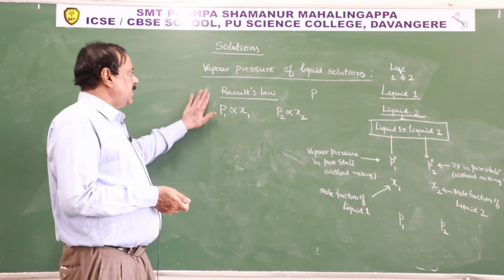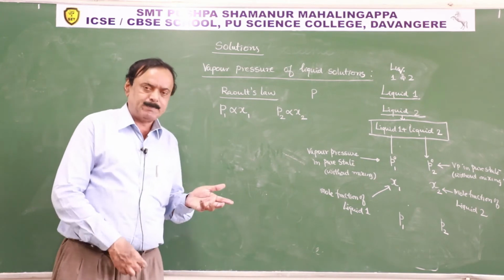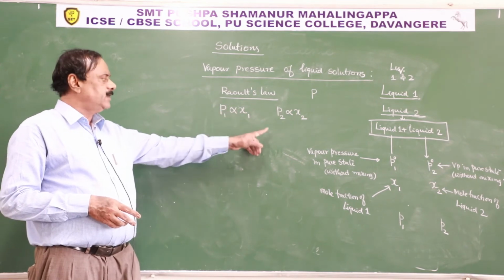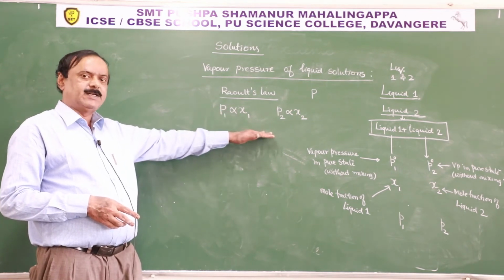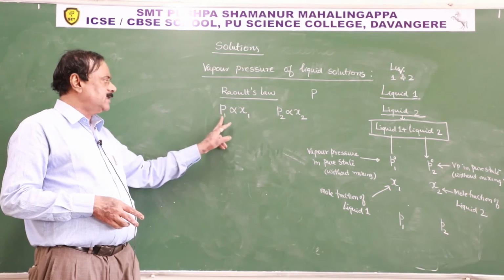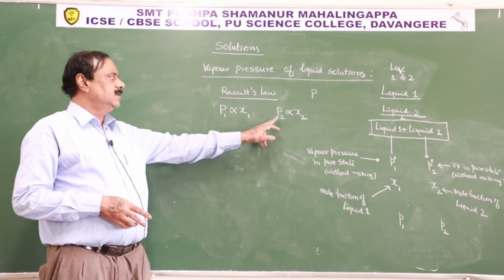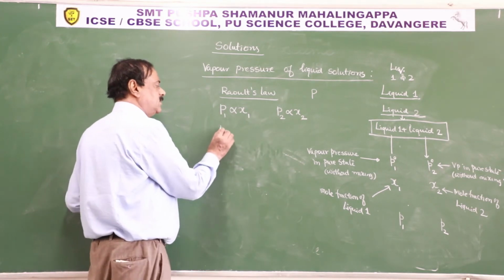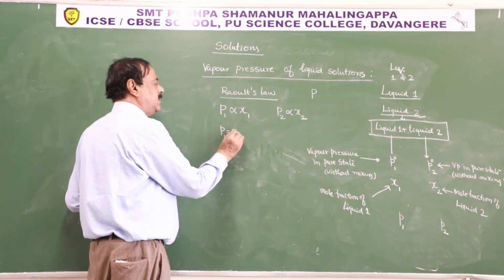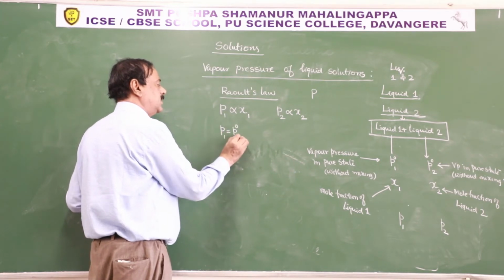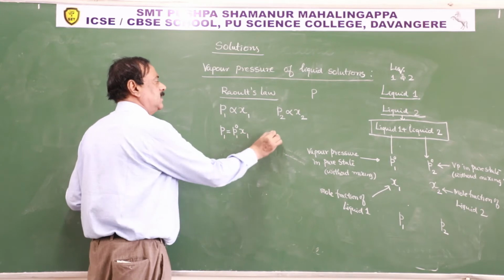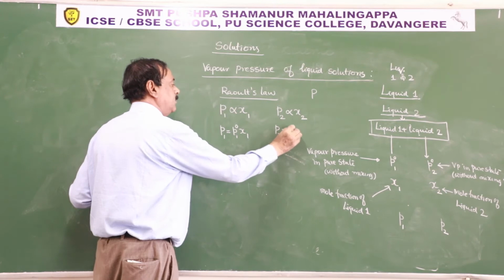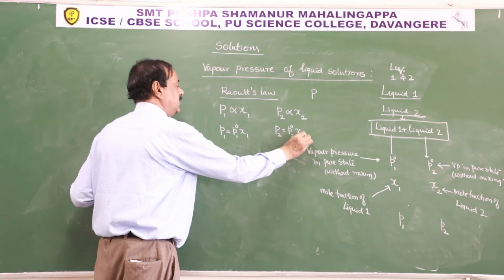According to Raoult's law, the partial vapor pressure exerted when two volatile liquids are mixed is such that P1 is directly proportional to X1 and P2 is directly proportional to X2. Now by removing the proportionality term, P1 is equal to P01 into X1, and P2 is equal to P02 into X2.